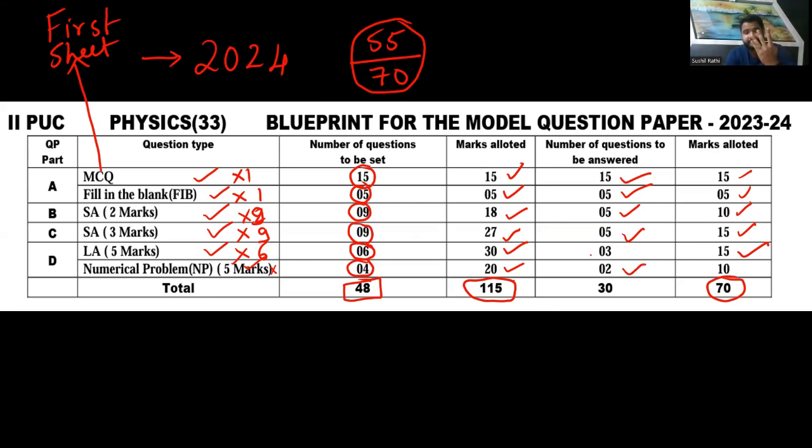In total, there'll be four numericals. You have to attempt only two, which means again you have a lot of choice in the numericals. I can take a chance, understand which numerical is easy for me, and I can score those 10 marks.